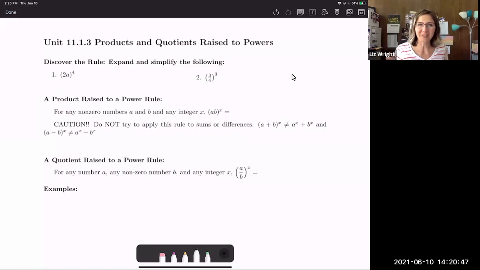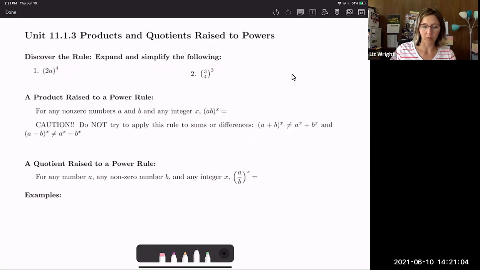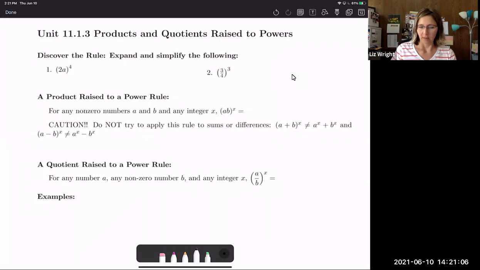Hi everybody, in this video we are going to be talking about unit 11.1.3, which is products and quotients raised to powers. Guess what? Same format. We are going to be doing the discover the rule thing. We're going to look at some examples and then we are going to figure out why in the world these rules make sense. So here we go.